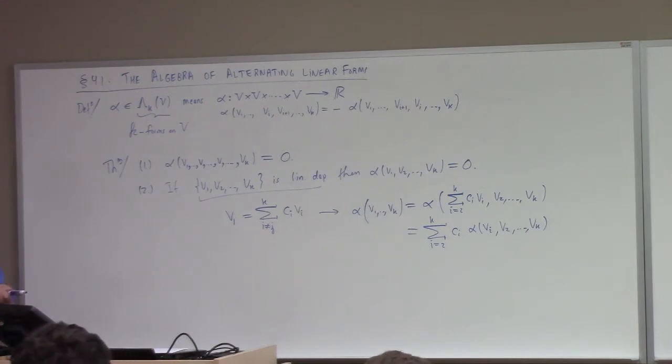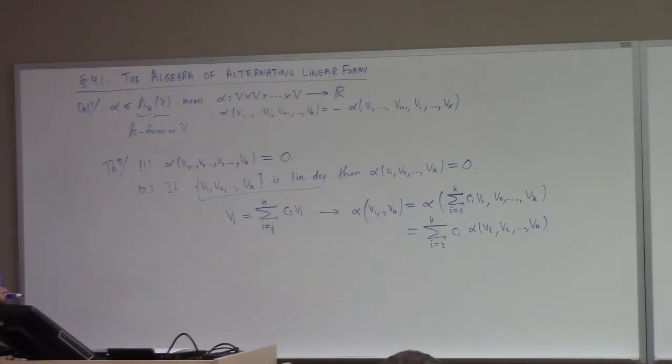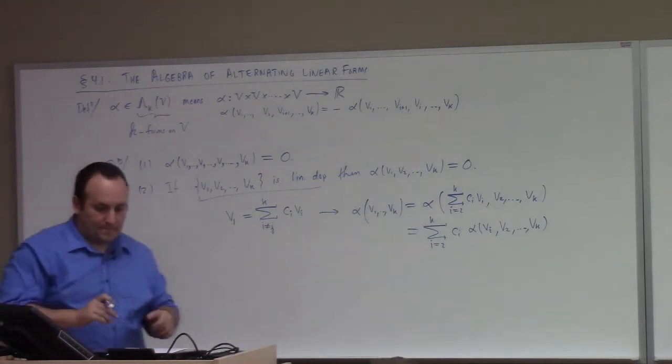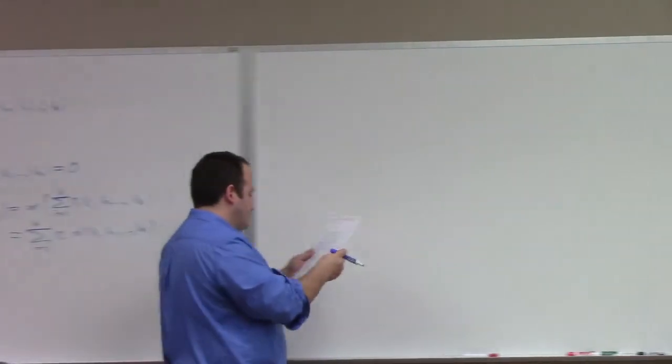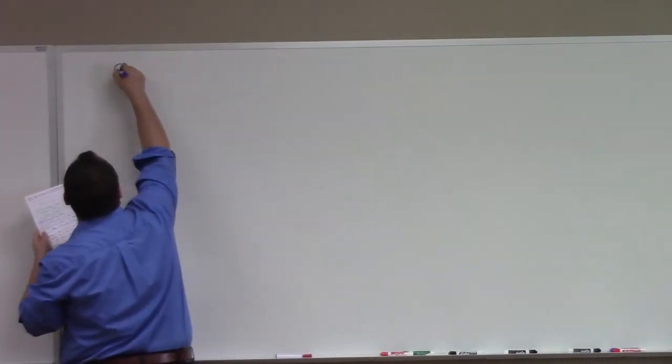But don't get carried away. Just because a particular k-form gives you that its value on a set of k vectors is 0, doesn't force those vectors to be linearly dependent either. I'll show you that. So let's see your example.